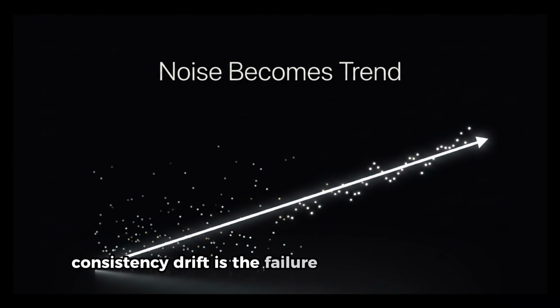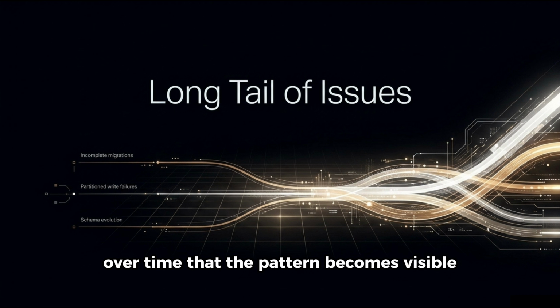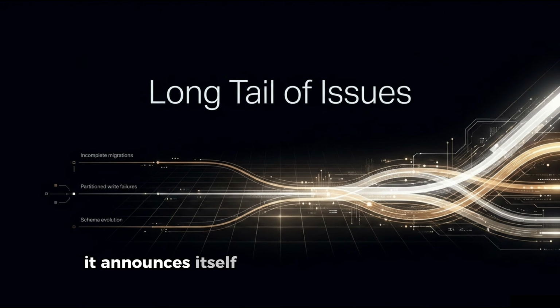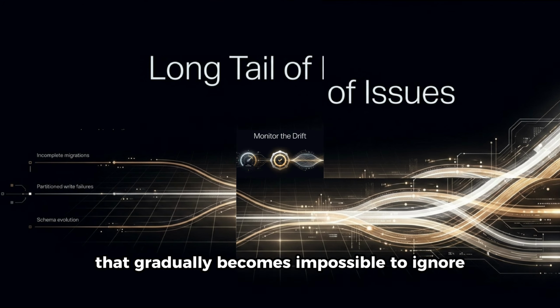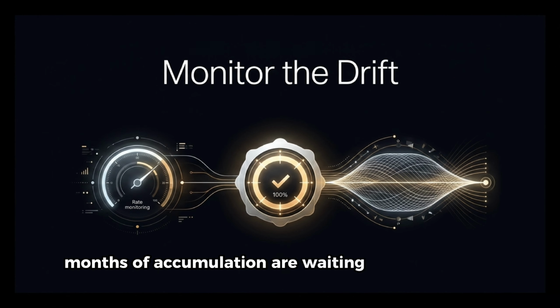Consistency drift is the failure that looks like noise until it looks like a trend. Individual instances are small enough to explain away. The support ticket is a user error. The wrong value is a display bug. The reconciliation discrepancy is a timing issue. It is only when you measure the rate of these small events over time that the pattern becomes visible. Drift does not announce itself as a consistency problem. It announces itself as a long tail of minor issues that gradually becomes impossible to ignore. And by the time it becomes impossible to ignore, months of accumulation are waiting to be unwound.